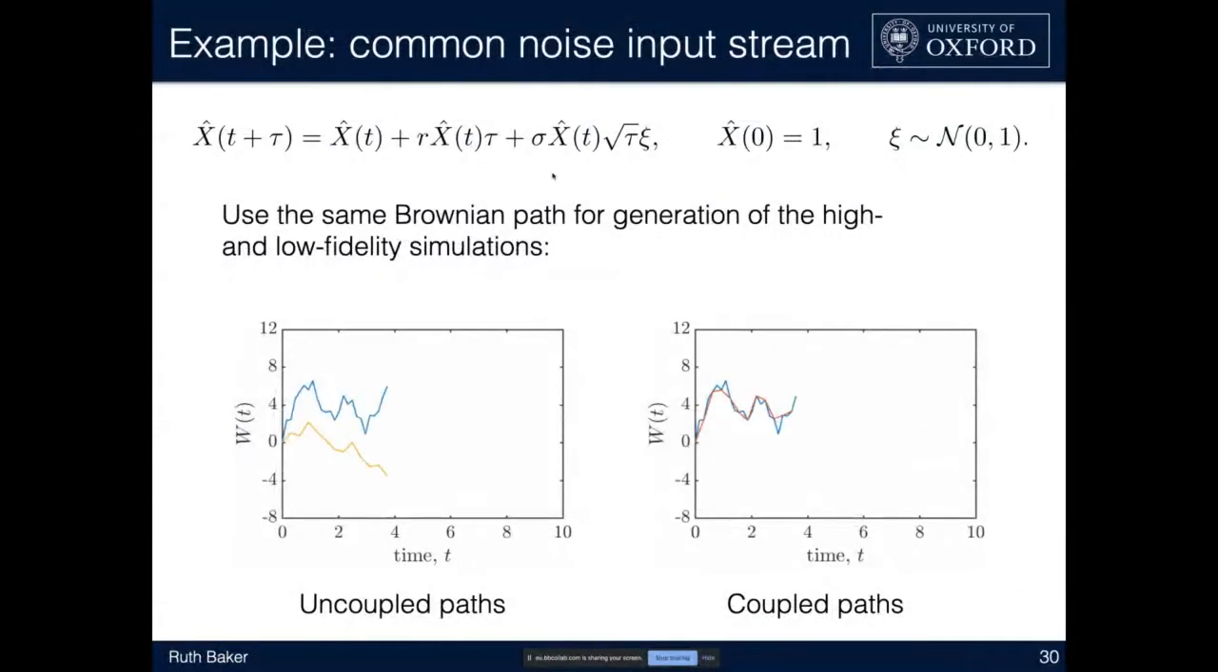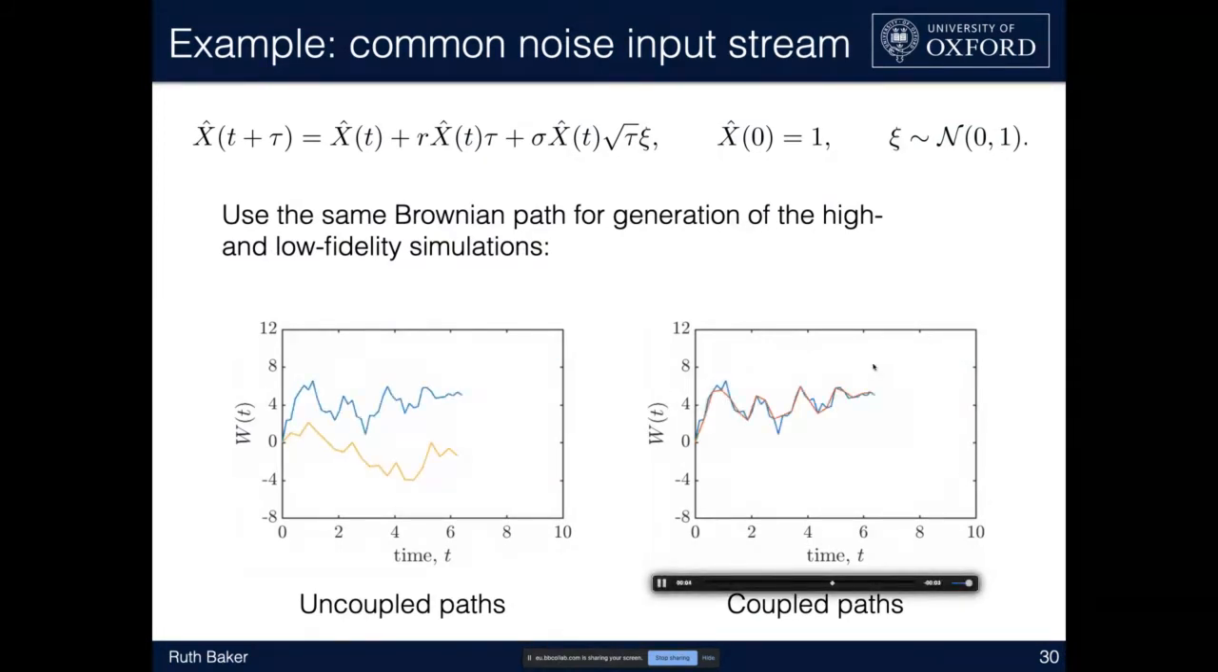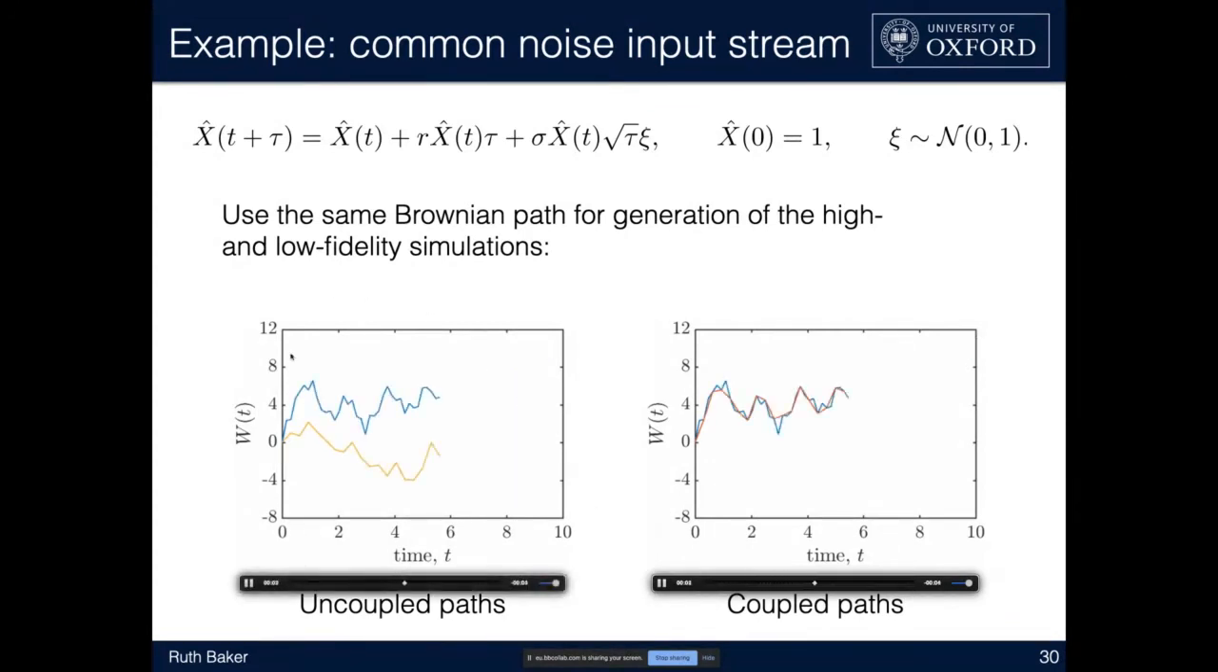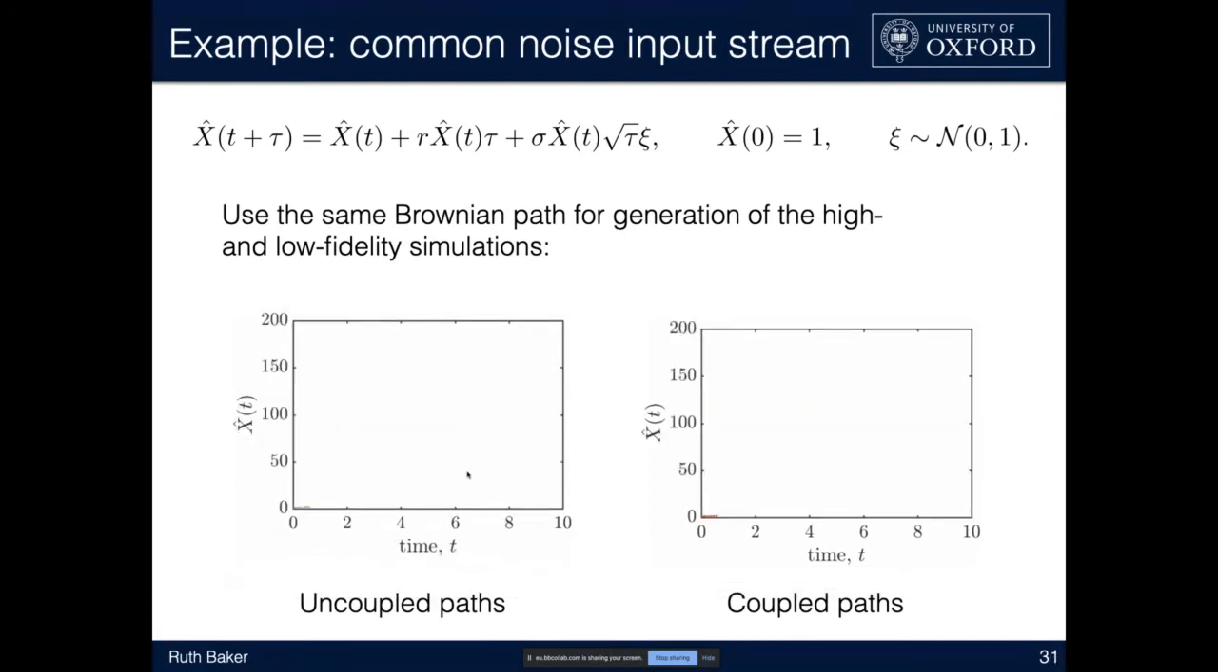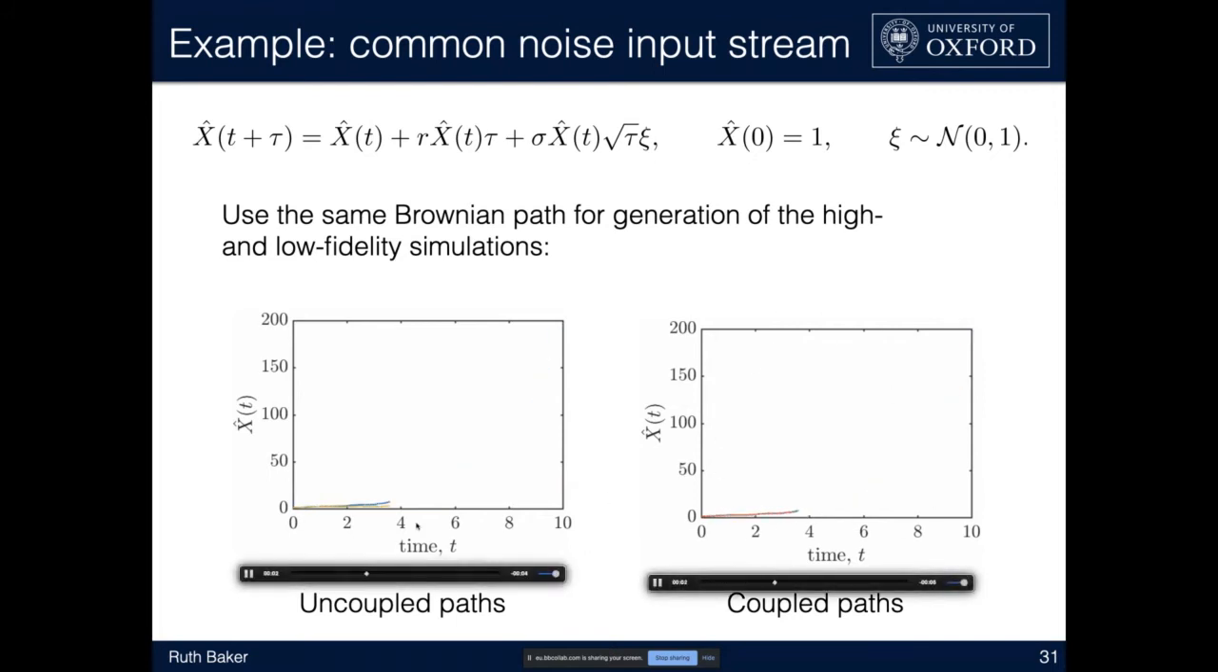The idea here is that if you use the same noise input stream for your Brownian motion when you're solving a PDE, the same Brownian input stream just with different time resolution, compared to completely independent Brownian input streams, when you look at the simulation that comes out from using those same input streams, they're very, very close together. Whereas if you don't couple the two simulations, then they tend not to be. So this idea of generating the output of the high fidelity model conditional on the output of the low fidelity model is super important.